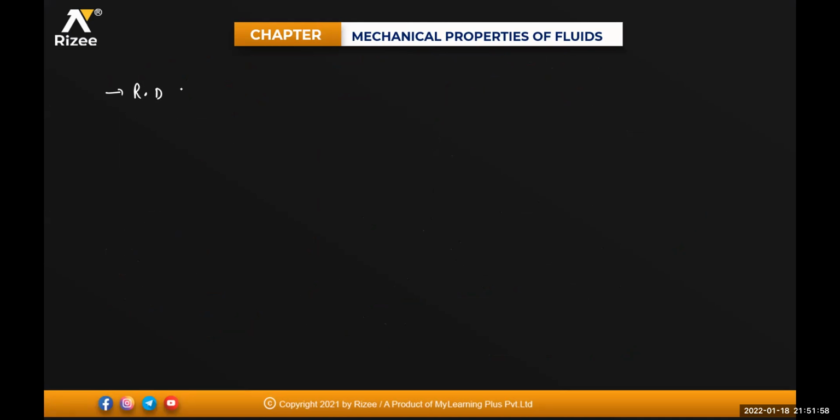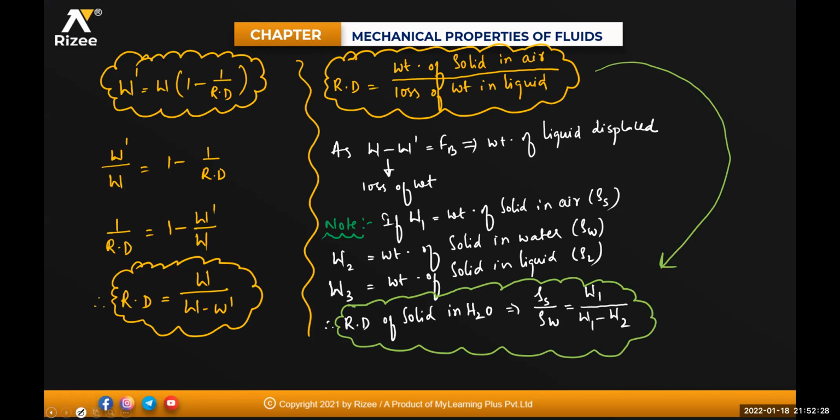Relative density of solid in liquid means density of solid divided by density of liquid. That will be equal to weight of the solid in air, that is your W1, divided by weight of the solid in the liquid. In the liquid it is your W3, so it will be W1 minus W3.